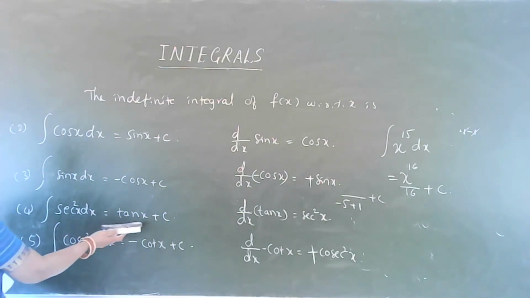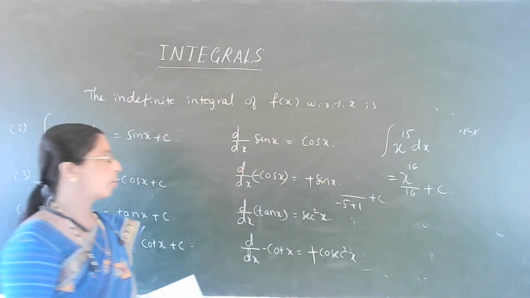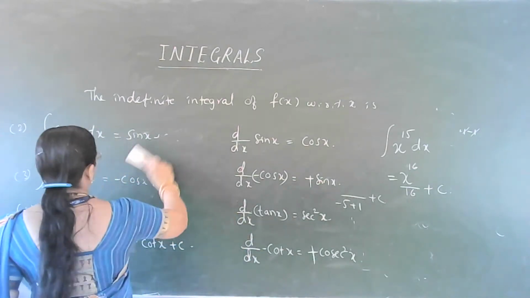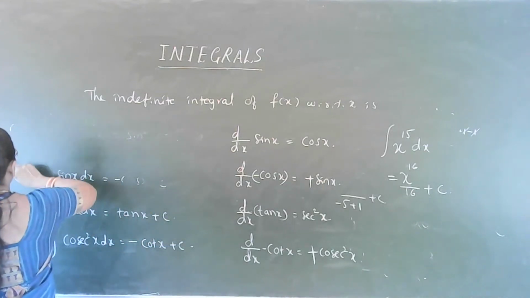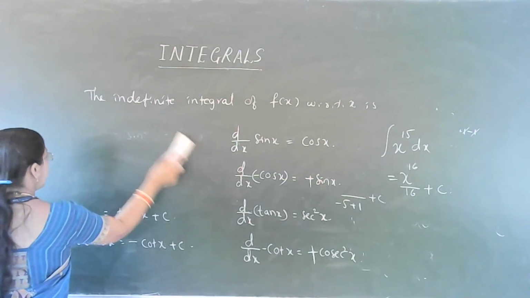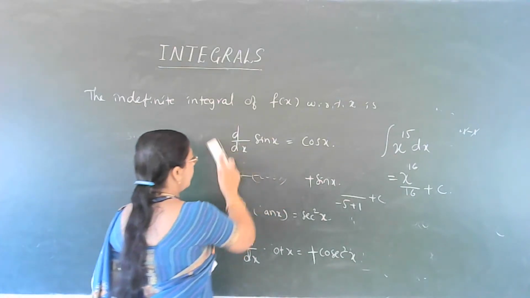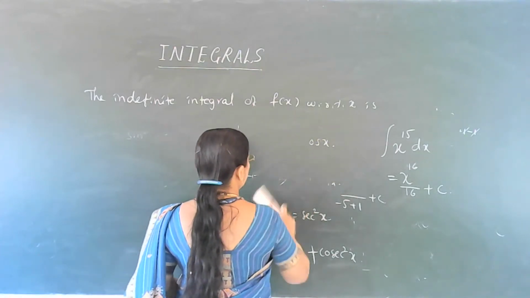The integration of secant square x is tan x and the integration of cosec square x is minus cot x. If you are perfect about the derivatives of the functions, you can easily find the integrations of the functions.